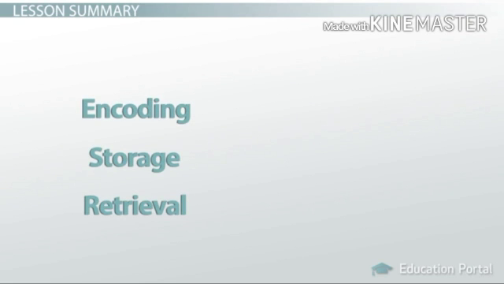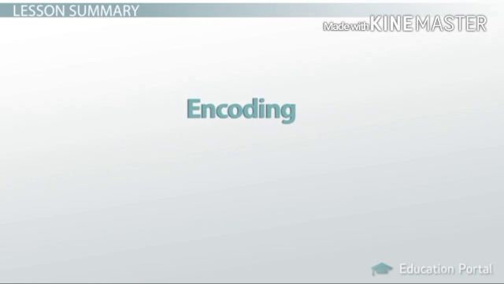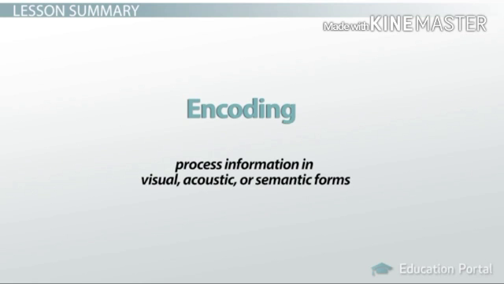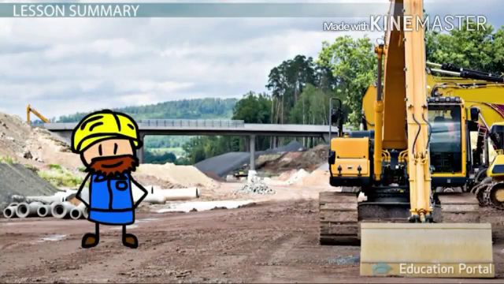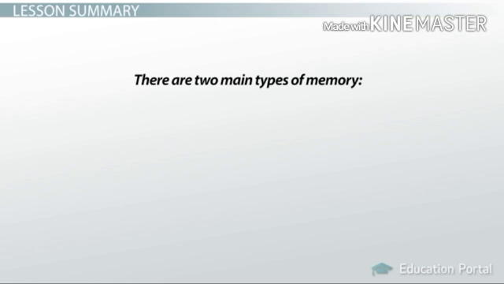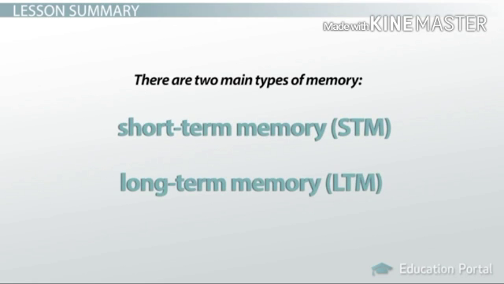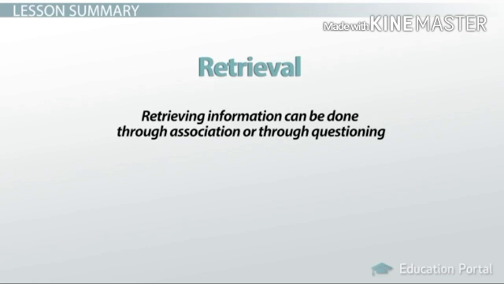Encoding, storage, and retrieval are the three stages involved in remembering information. The first stage of memory is encoding. In this stage, we process information in visual, acoustic, or semantic forms. This lays the groundwork for memory. The second stage is storing information so it can be recalled at a later point. There are two main types of memory: short-term memory, STM, and long-term memory, LTM. The third stage is retrieval. Retrieving information can be done through association or through questioning.